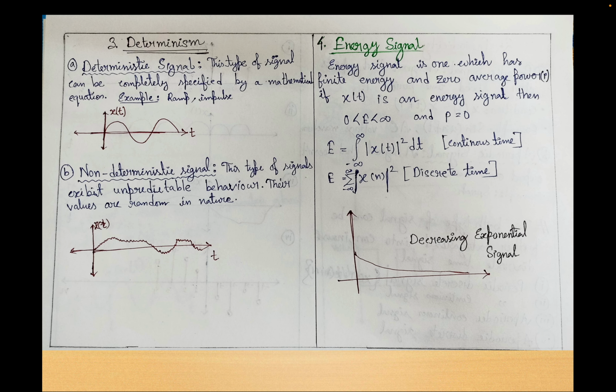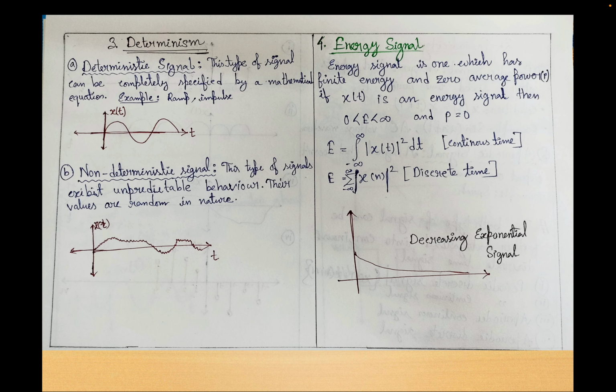Determinism. Deterministic signals: this type of signal can be completely specified by a mathematical equation. So we can easily determine this type of signals, like ramp and impulse, and in the graph I have shown a sine wave type of signal. Non-deterministic signals: this type of signal exhibits unpredictable behavior. Their values are random in nature. And you can see in the graph, you cannot predict the next part of the signal. It is totally random.